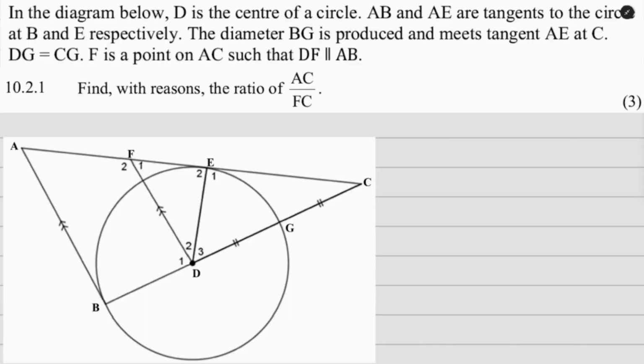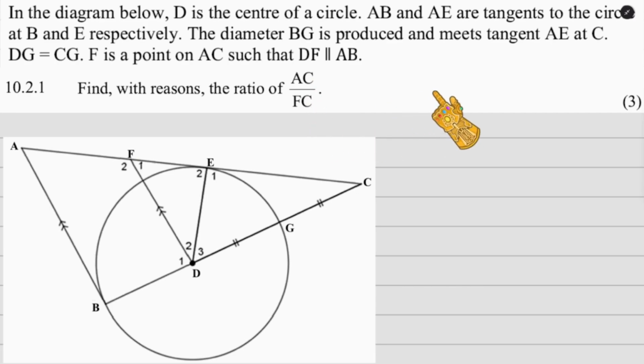Jumping into question 10.2.1, we need to find with reasons the ratio of AC over FC. And we've been given a whole bunch of information here that has been adequately marked on the diagram. So these 2 lines are parallel, which have been marked by these arrows. These 2 lines are equal, which has been marked by these 2 little strokes. And we've also got a diameter, BG. That's quite a big clue. And first up, we need to find with reasons the ratio of AC over FC.